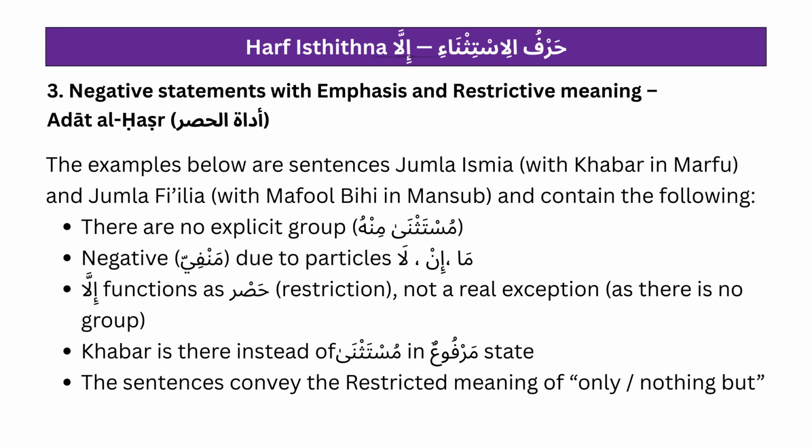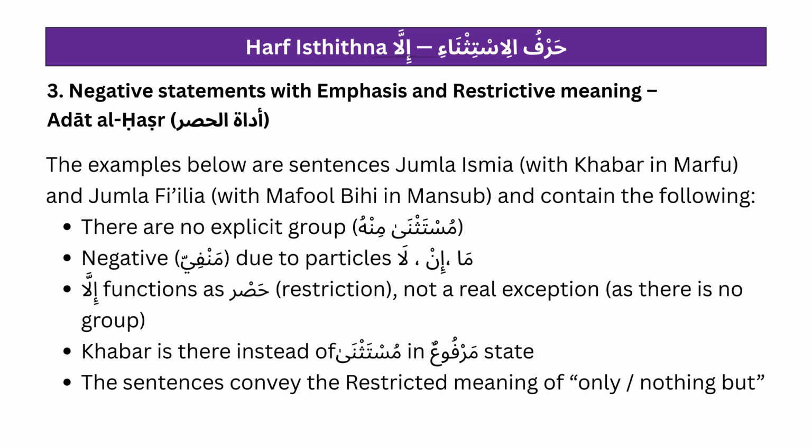Now we come to the third structure of Illā, which is slightly different from the previous two. This type is called negative statements with emphasis and restrictive meaning. And in Arabic grammar, it is known as adatul hasr, the tool of restriction. In this structure, Illā is not functioning as a real exception. Instead, it restricts the meaning, giving the sense of only or nothing but.